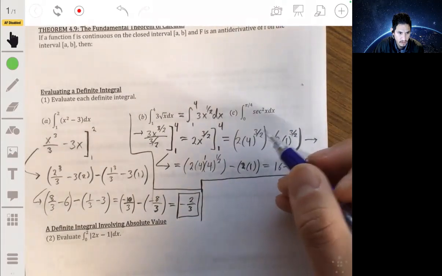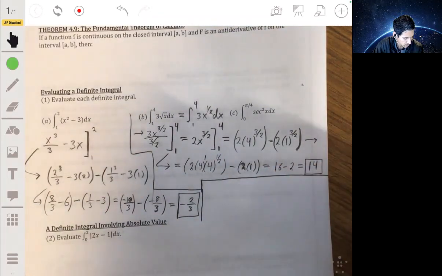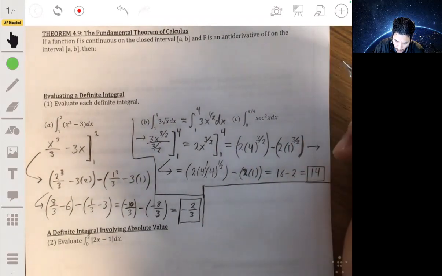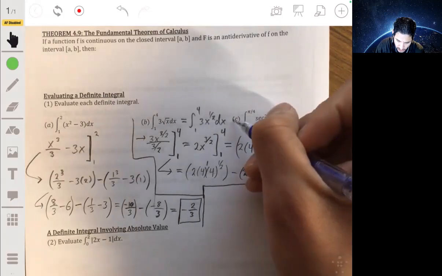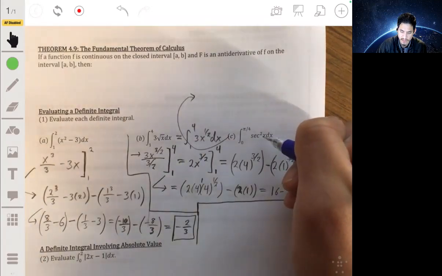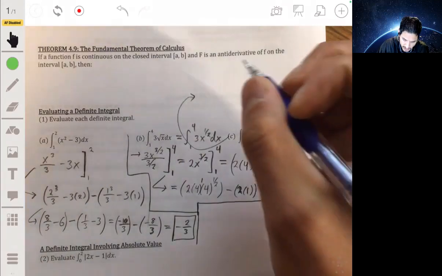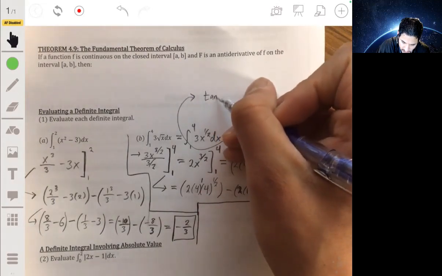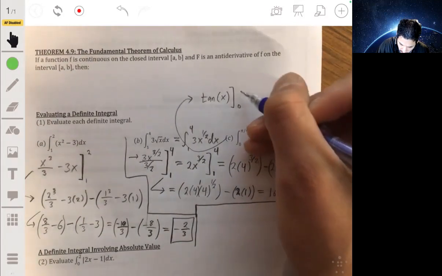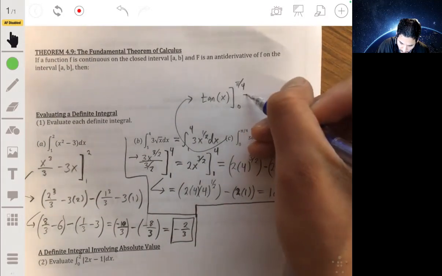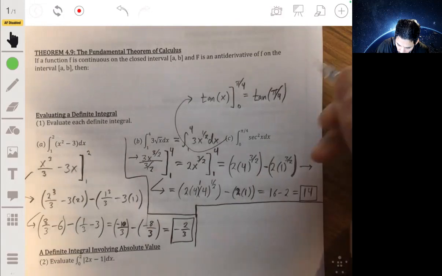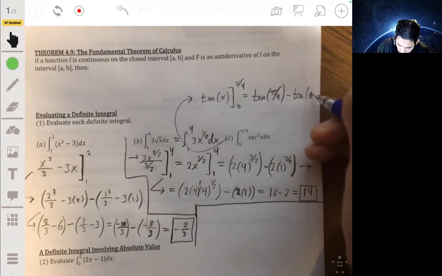And then now for C, actually I can crank this out up here. So this will be the antiderivative of the secant squared of x. That will simply be the tangent of x, because the derivative of the tangent of x is the secant squared of x, and we're going to evaluate it at 0 and pi over 4. So this will just be equal to the tangent of pi over 4 minus the tangent of 0.